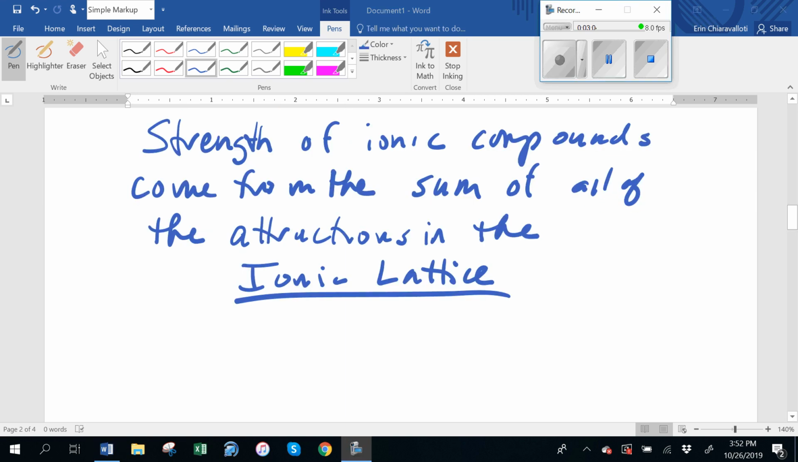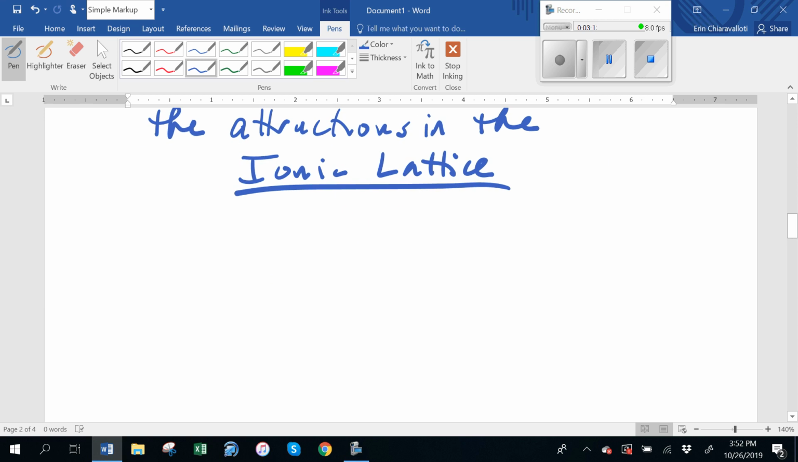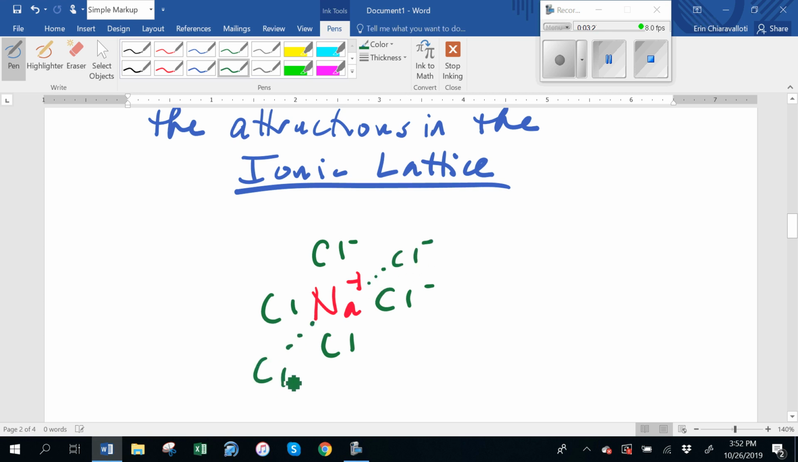So the strength of ionic compounds comes from the sum of all of the attractions in the ionic lattice. And you'll recall when we were looking at the video of sodium and chloride, we said that I would have a sodium attracted to chlorines on all sides, even in back and the front, with the alternating pattern like that. So when I'm looking at this sodium, it's hard to see if it's attracted more to that one or that one or that one.